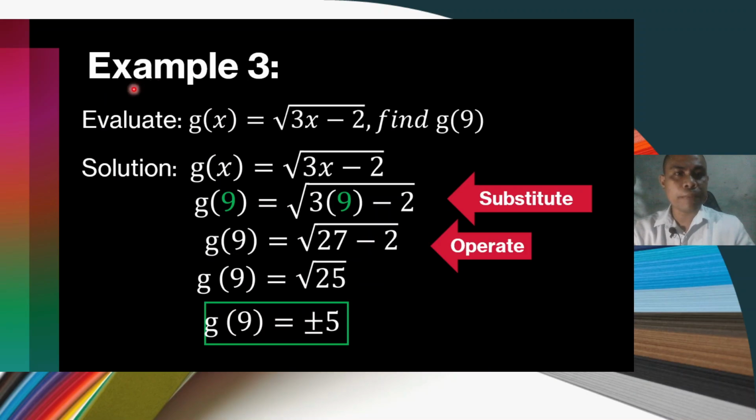And now, for example number 3, we're going to evaluate g of x equals the square root of 3x minus 2. We're going to find g of 9. So, we're going to replace our input x with 9. Magiging ganito ang itsura niyan. And after doing that, i-operate natin. 3 times 9, we have 27. Then, copy lang ang minus 2. After that, subtract, we get 25.